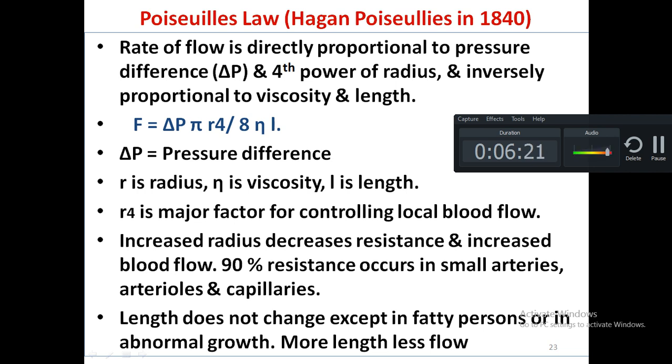Now, length usually does not change, but it may change if the person is fatty or there is an abnormal growth due to any reason, and that will also decrease the flow, and more length, so less blood flow.